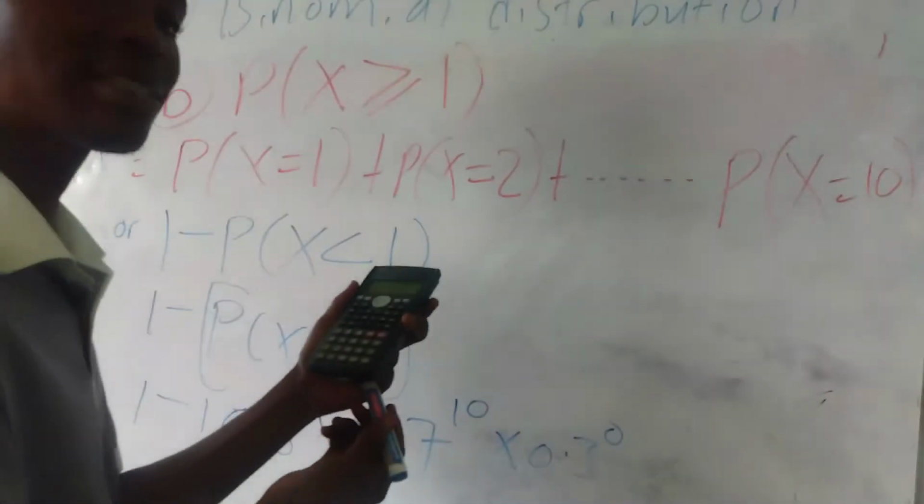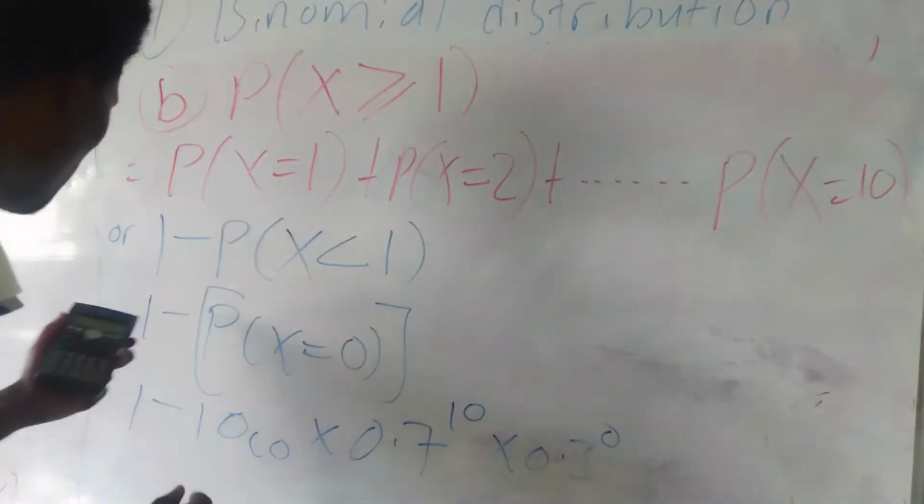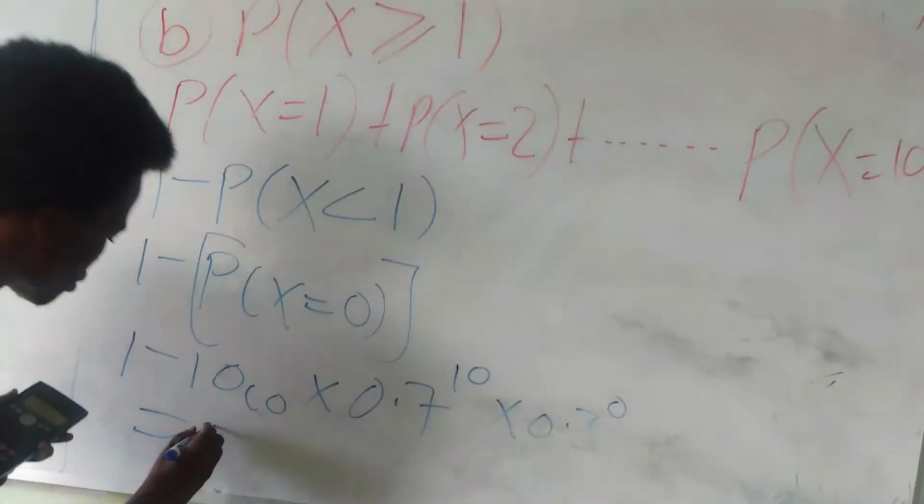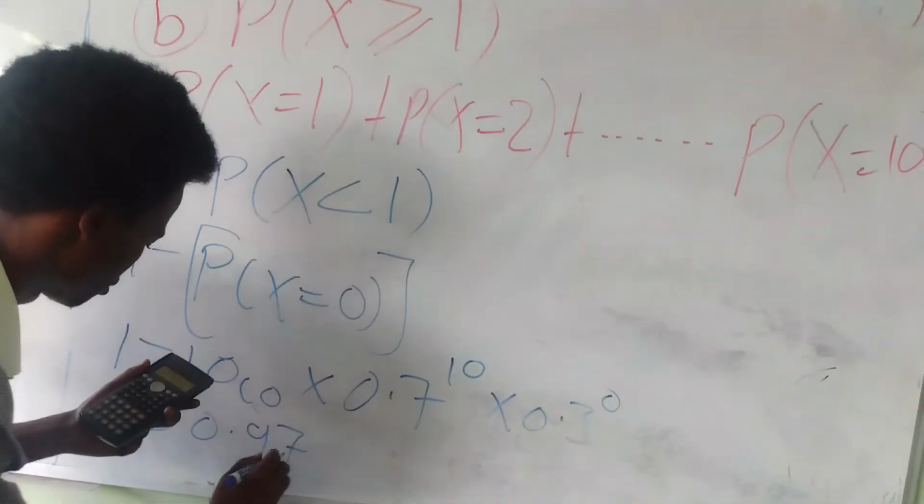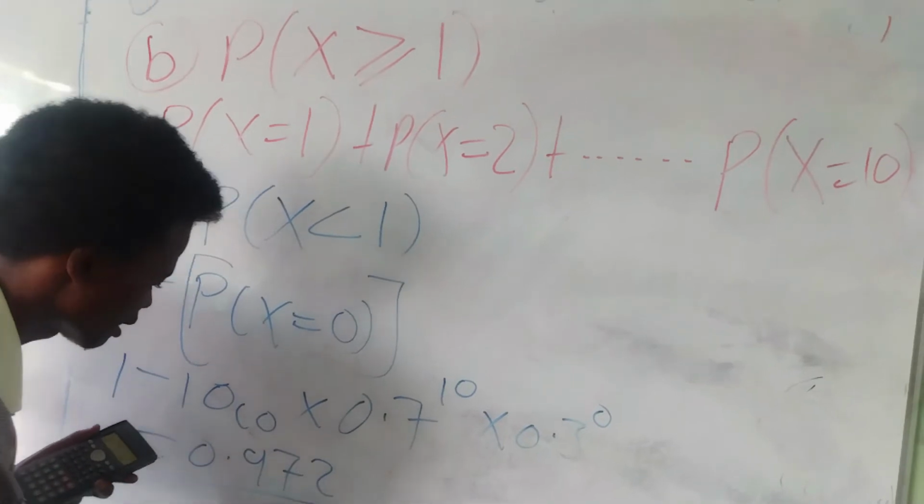So the chances are high of picking those students, 0.972. So that is the probability.